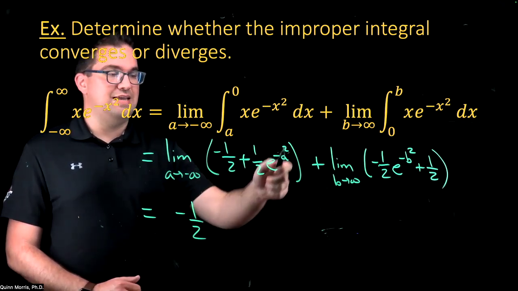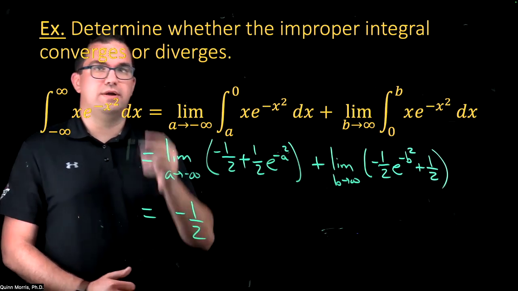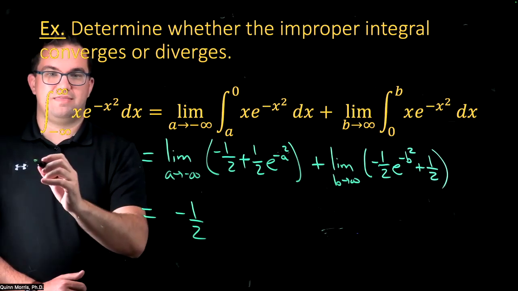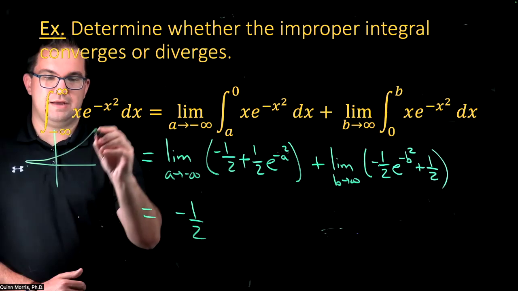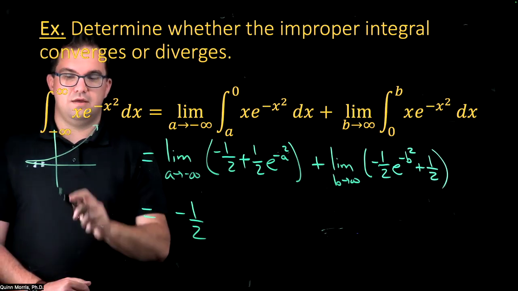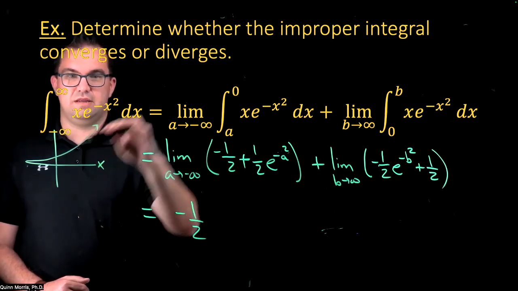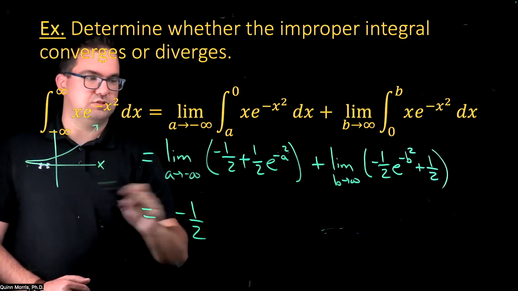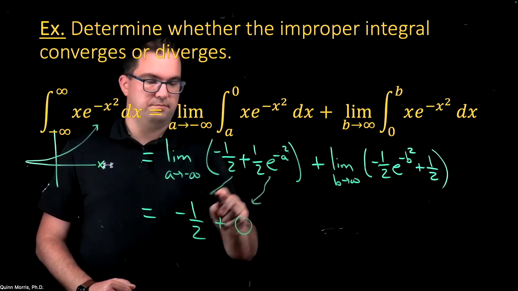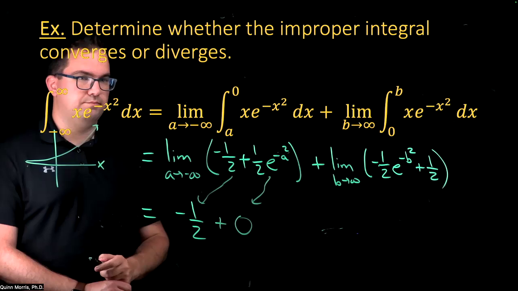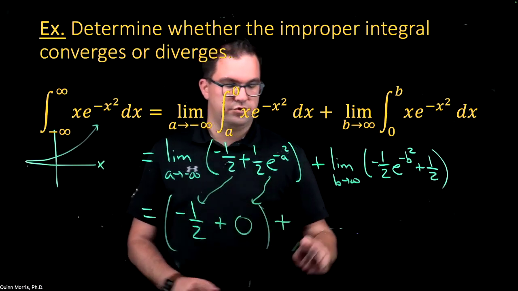And now you have e raised to the power of something that's going to negative infinity. If I think about the graph of e to the x, it looks like this. And as your input goes to negative infinity, e to that input goes to 0. So the limit of this term is just 0. That's the first two terms.